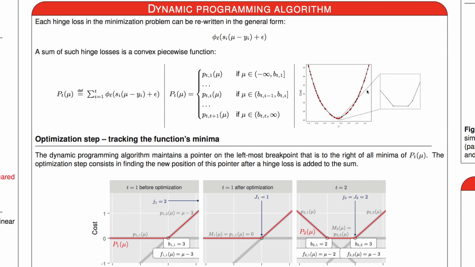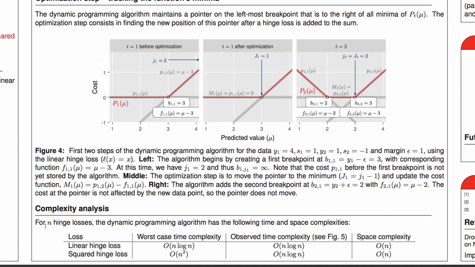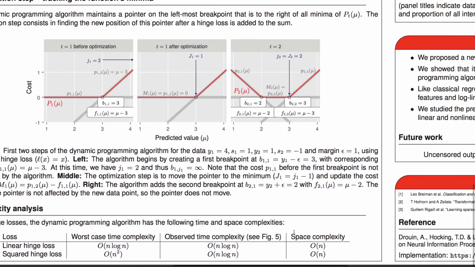So our main contribution is a dynamic programming algorithm that can solve n of those problems in n log n time for the linear hinge loss, and we have demonstrated this in the paper, and in big O of n squared time for the squared hinge loss. However, even if the worst case complexity is big O of n squared for this type of loss, we actually demonstrated that empirically we observe n log n time for both losses.